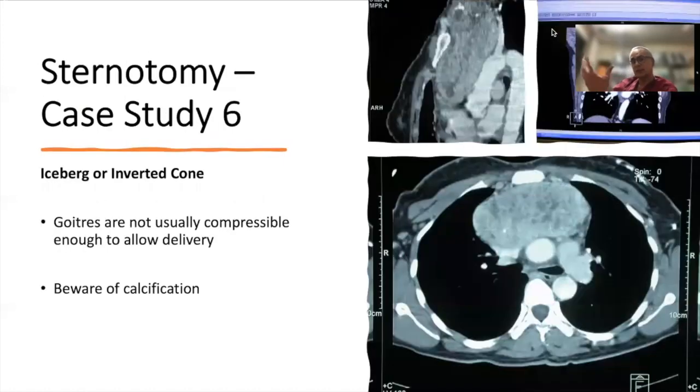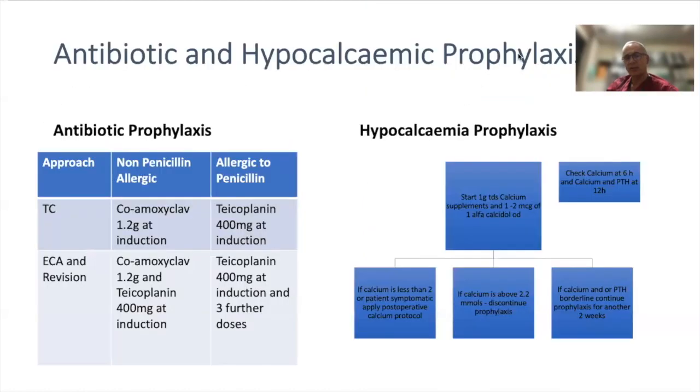And then the other group is this iceberg or inverted cone, and that's because you cannot really just take them through the thoracic inlet, which is obviously much smaller. And sometimes these goiters may not be compressible. They get a lot of calcification because they bled into it, or because they've been there for many years.